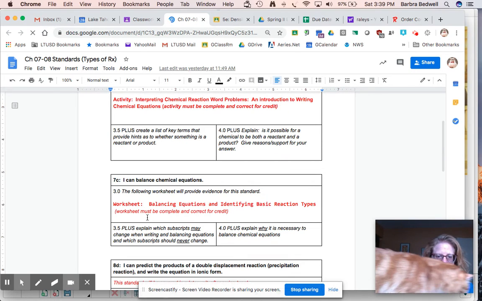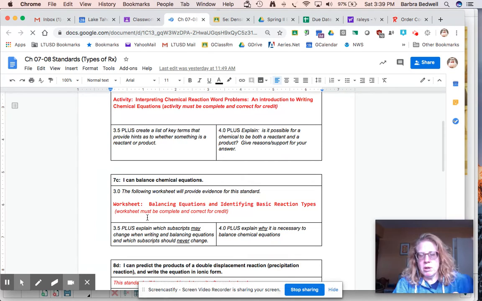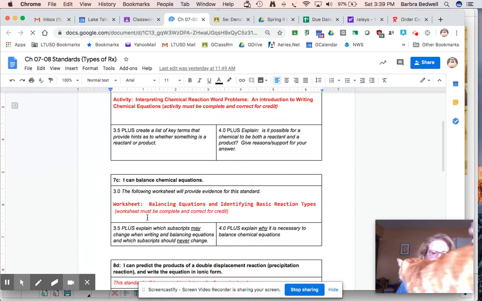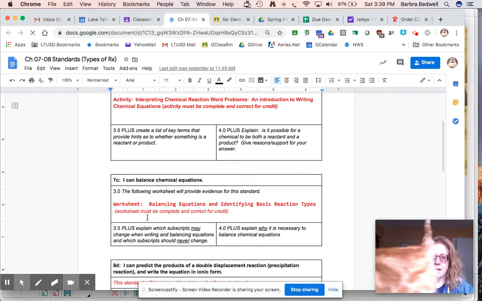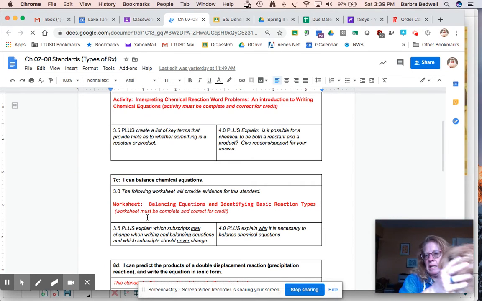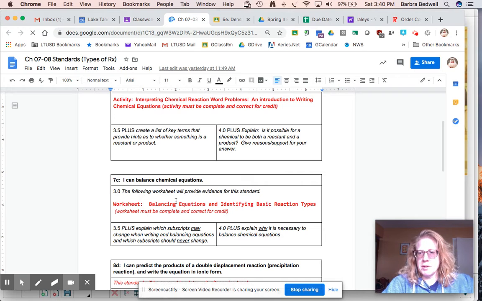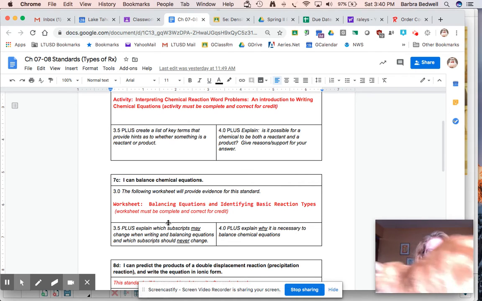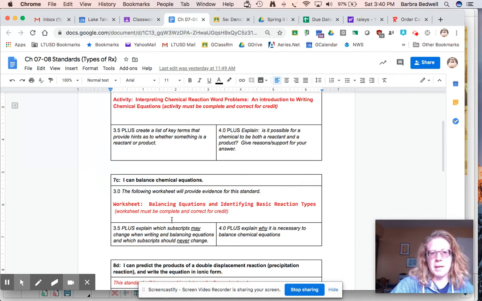7C is a more typical kind of thing where you're going to be balancing chemical equations. This is where you're going to have to learn how to use coefficients, numbers out in front, to make sure that your atoms in equals atoms out. This is definitely one of those things that feels kind of mathy. Some students find it challenging, and other students find it pretty straightforward. So don't leave it to the last minute.